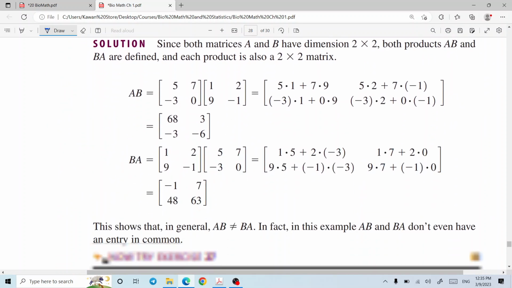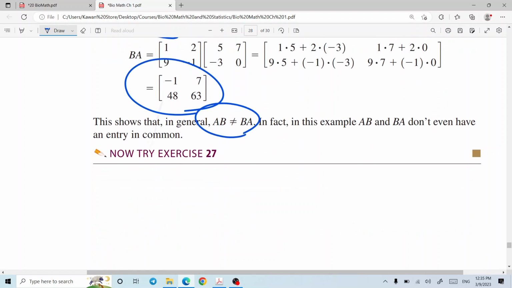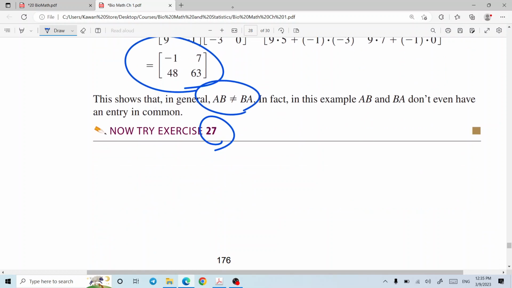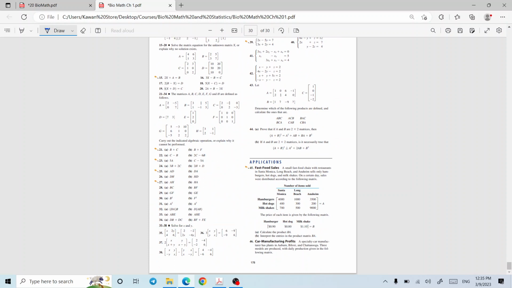So here we got 2 different results. Look here and here. That's why, generally, it is not commutative. So maybe during the exam, I will say find AB and BA, like example 27. Understood, dear? Anything to be worried about? Nothing? Good.